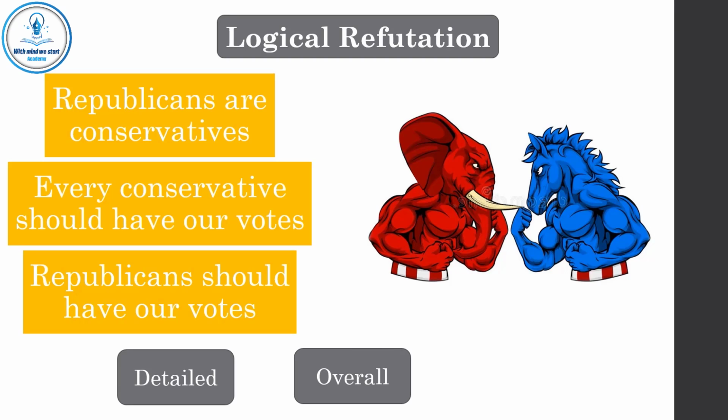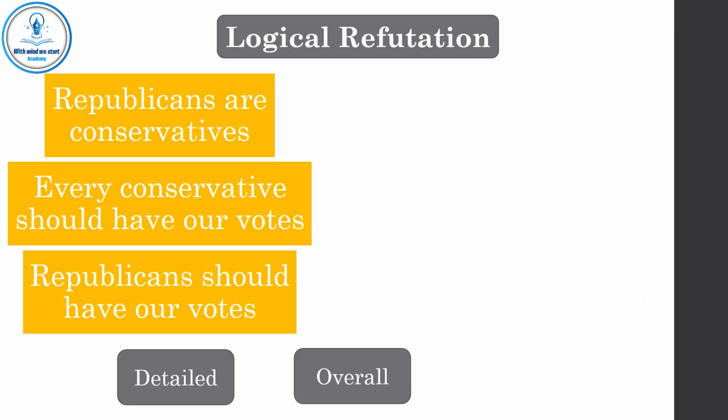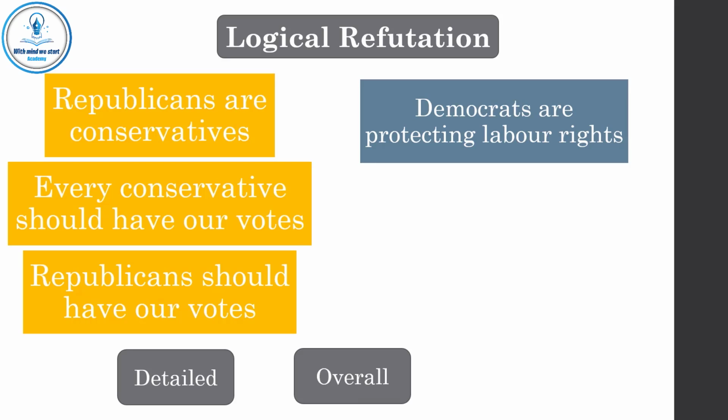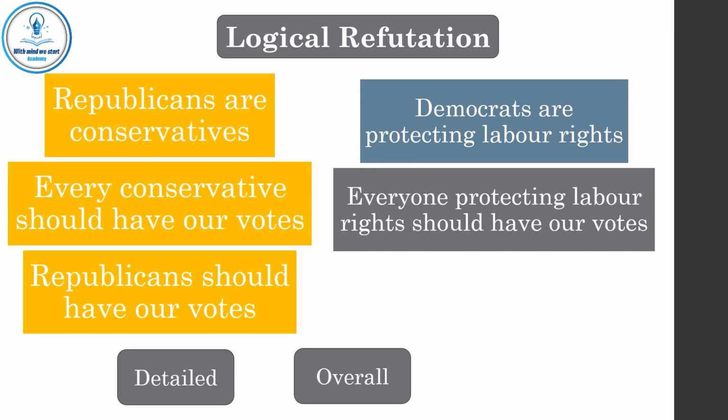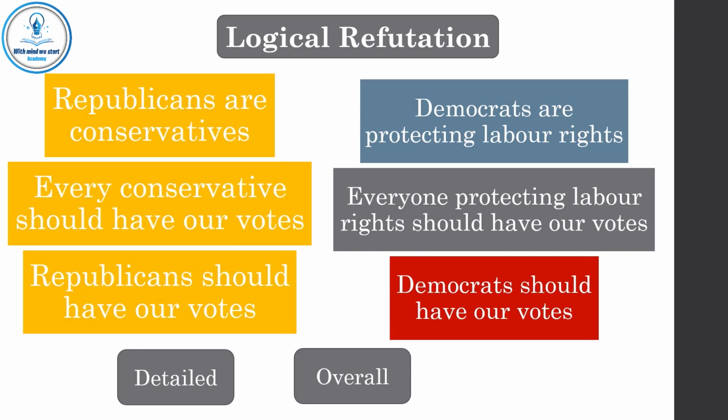Someone may have an opposing evidence that proves his own point of view that contradicts the first point of view. For example, he may say that Democrats are protecting labor rights. Everyone protecting labor rights should have our votes, so Democrats should have our votes. This is an opposing refutation.